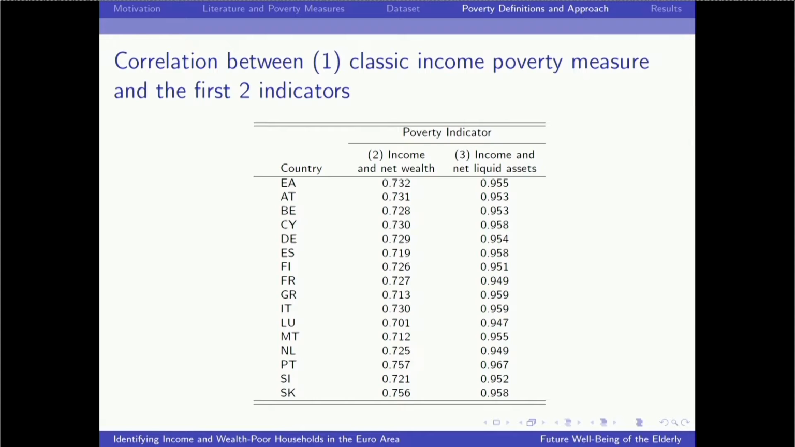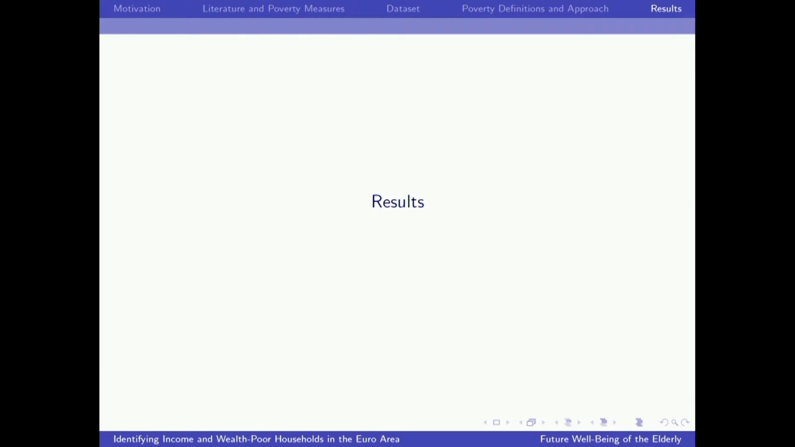Good. So then I would like to show you our main results. I start by presenting statistics on the share and the number of households defined as poor according to the first 3 poverty indicators. And then in the second part, I will analyze some socio-demographic characteristics of poor households. So this is the part about poverty and the elderly. And then if there's enough time, I will talk about some portfolios and consumptions.